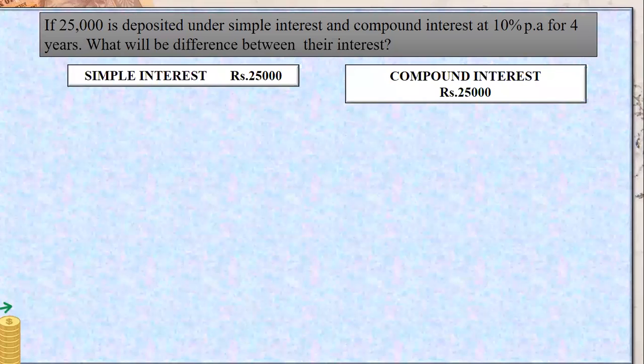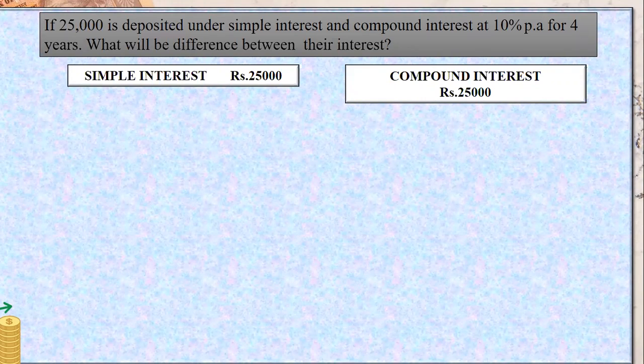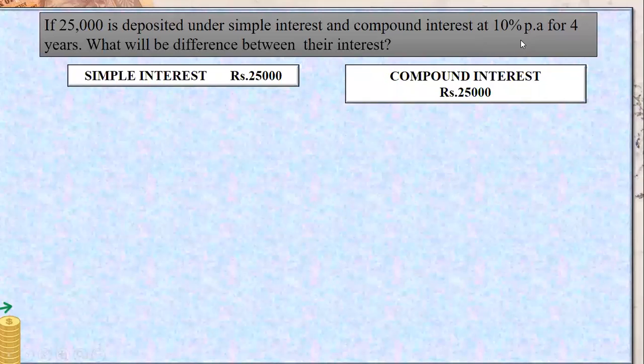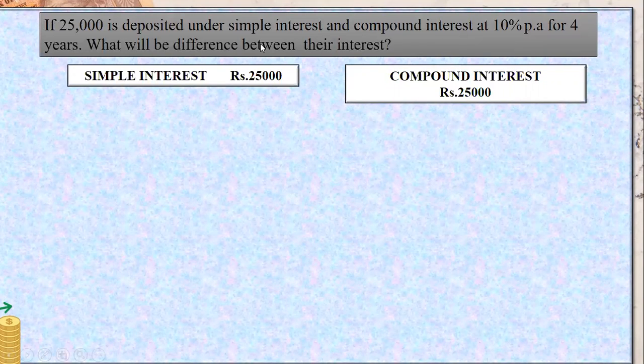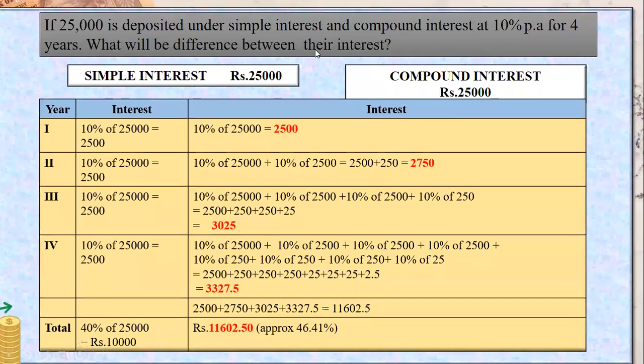Let's take an example to find out the difference between the simple interest and the compound interest. If 25,000 is deposited under simple interest as well as compound interest at 10 percentage per annum for 4 years, what will be the difference between their interest? For simple interest, it will be very simple. For the first year it will be 10 percentage of 25,000, which is 2,500. Second year also the same interest will be there, 2,500. Since it is for 4 years, directly we can say it is 4 into 2,500, which is 40 percentage of 25,000, which is 10,000.